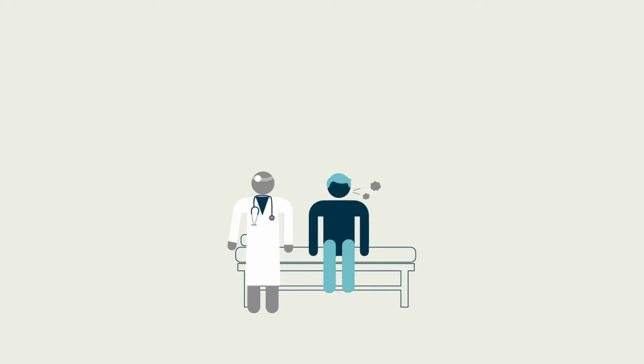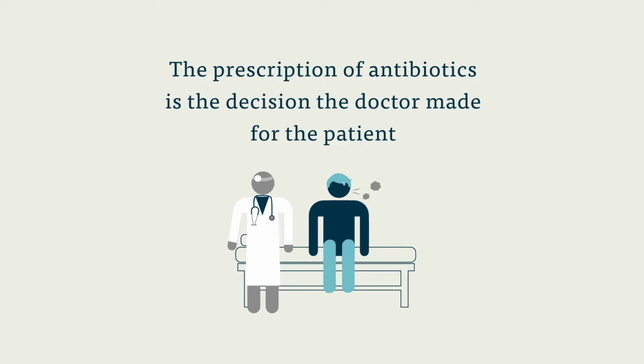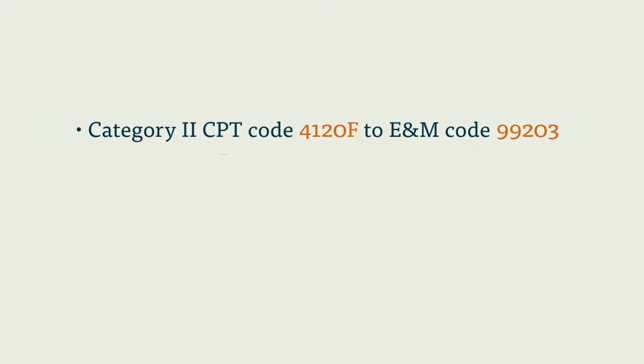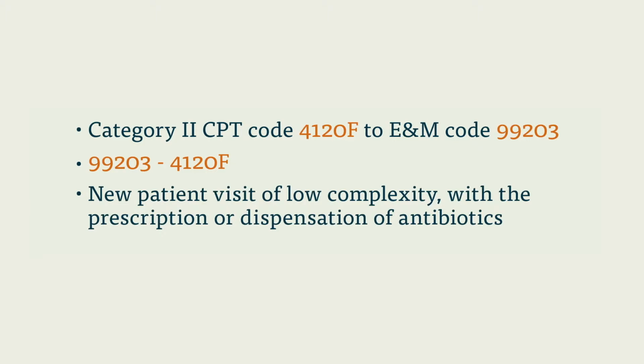Now, what about the medication the doctor prescribed to our patient? We'd include that as part of our medical decision-making process. The prescription of antibiotics is the decision the doctor made for the patient. However, if we wanted to add it to the E&M code to give the payer more information, we can do that pretty easily. So we'd add the Category 2 CPT code 4120F to our extant E&M code 99203 to get 99203-4120F, which is a new patient visit of low complexity with the prescription or dispensation of antibiotics.